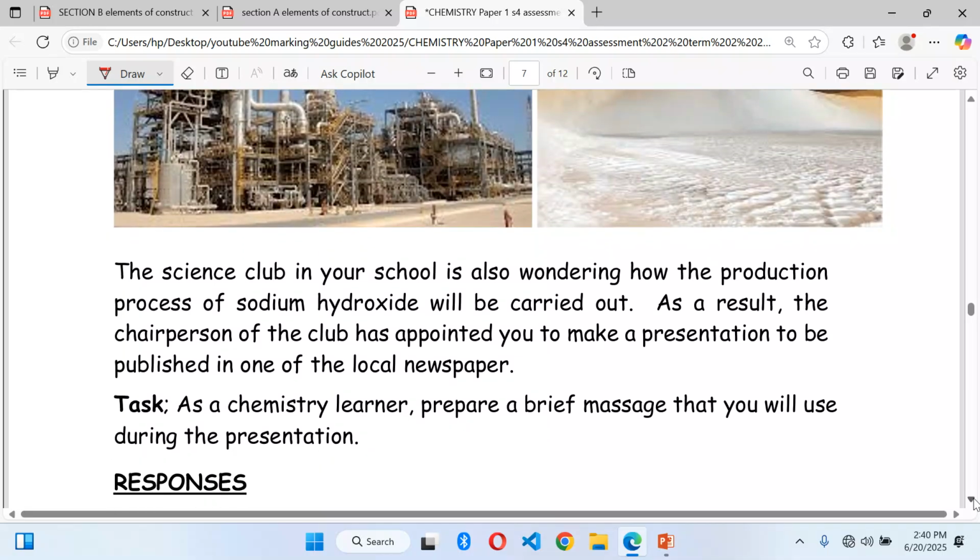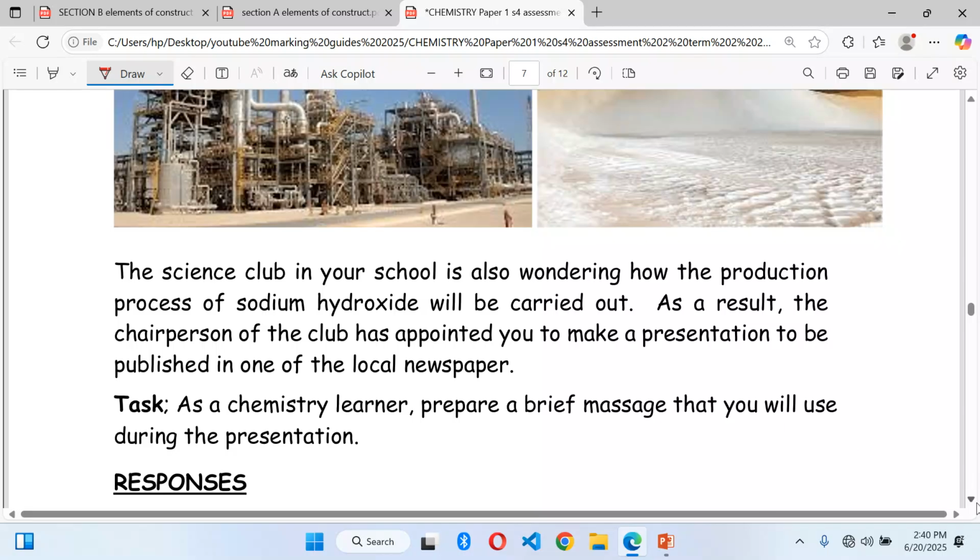Here they're saying that the science club in your school is also wondering how the production process of sodium hydroxide will be carried out. As a result, the chairperson of the club has appointed you to make a presentation to be published in one of the local newspapers. As a chemistry learner, prepare a brief message that you will use during the presentation.